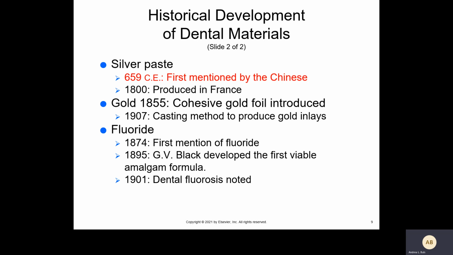In 1895, G.V. Black, who is the author of the different classes of fillings, developed the first viable amalgam formula. And then in 1901, Frederick McKay was credited with finding out why we were seeing dental fluorosis in Colorado. He found that there were high levels of naturally occurring fluoride in the water in Colorado and connected this to the high number of people we were seeing with fluorosis.